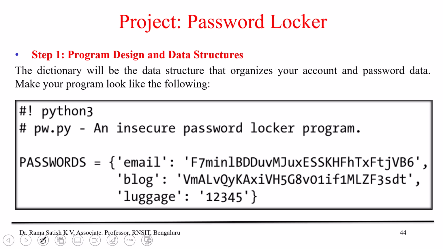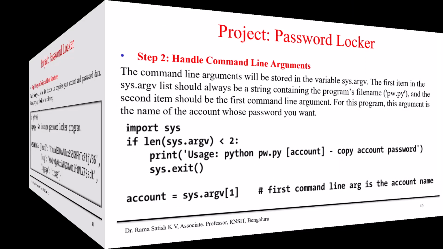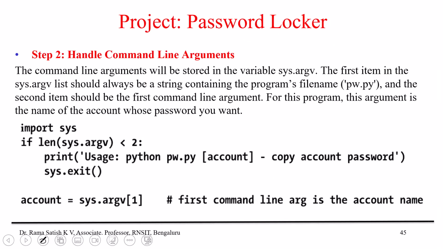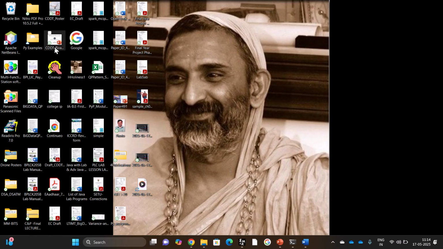So what are you trying to do? Step 2, handle the command line arguments. First, let me understand what this command line argument is. Let me run this program and show it to you. This program is available on the desktop. Hope you can see my desktop, right? Can you see my desktop?